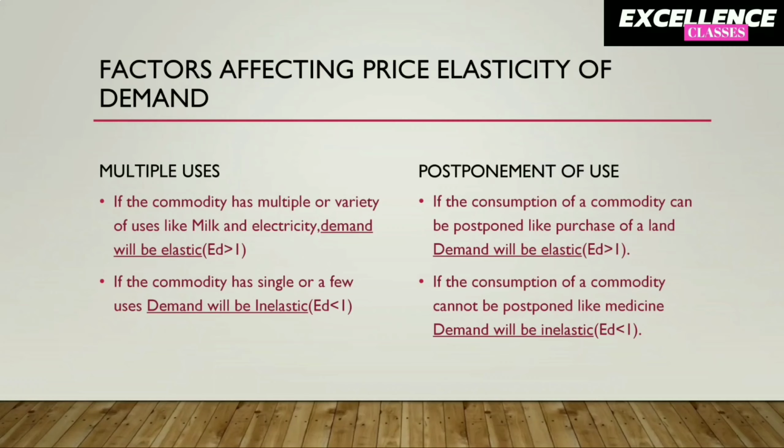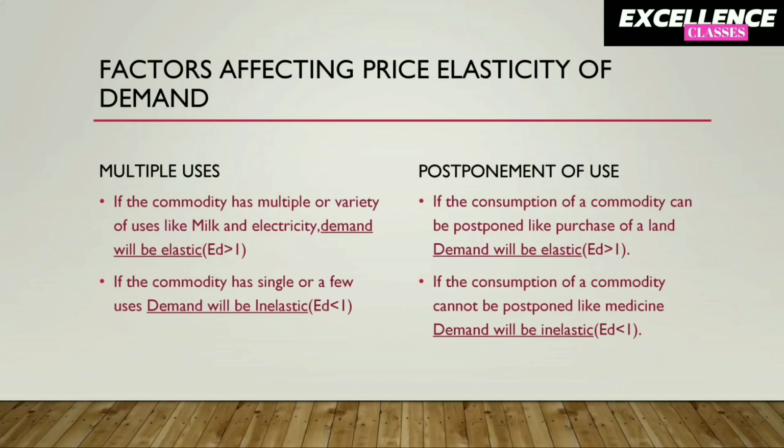Now its name suggests the idea that if a commodity has multiple or a variety of uses, for example milk, electricity, etc., demand will be elastic. Let's say the prices of milk start falling. Milk has a variety of uses. It can be used for making butter, curd, etc. So people may start buying more of milk, which signifies that demand will be elastic or more elastic. On the other hand, if the commodity has a single or few uses, demand will be inelastic.